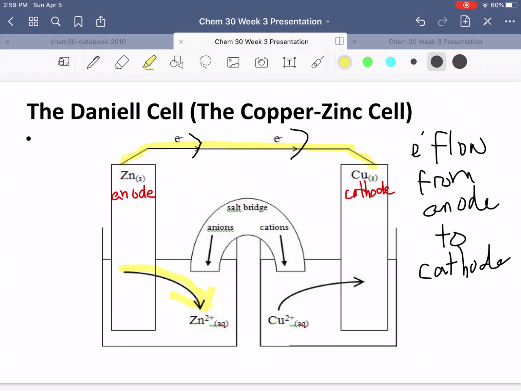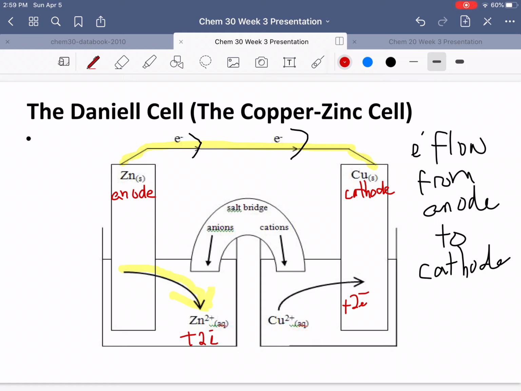How does it do that? By losing electrons. This is oxidation. So you can imagine there would be 2 electrons lost for every 1 zinc 2+ ion formed. So the zinc solid is turning into the zinc ion. The opposite is true at the cathode. The cathode is where reduction takes place. So in this case, the copper 2+ is gaining 2 electrons and turning into copper solid.